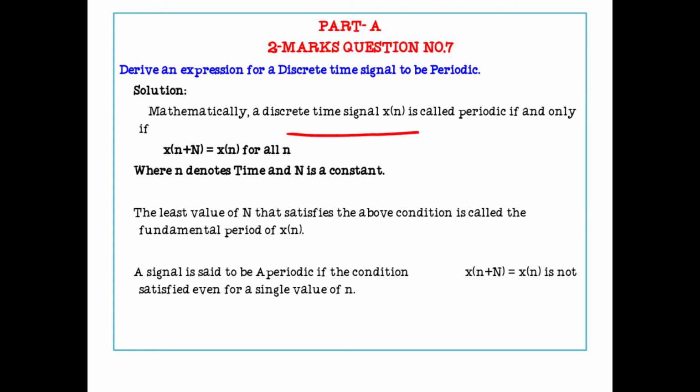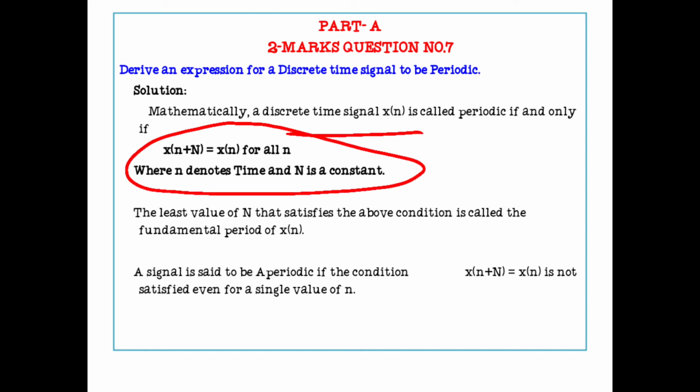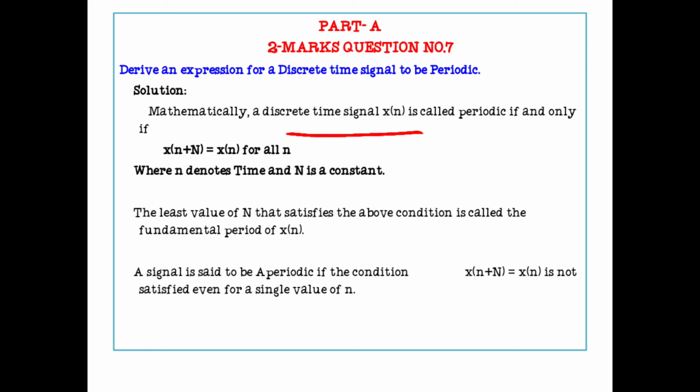A discrete time signal is always denoted by x of n. The condition for a discrete time signal to be periodic is x of n is equal to x of n plus N, or x of n plus N is equal to x of n. What does small n denote? Small n denotes time, capital N is a constant. That capital N is otherwise called the fundamental period of x of n. A signal is said to be aperiodic if the condition x of n plus N is equal to x of n is not satisfied even for a single value of n.